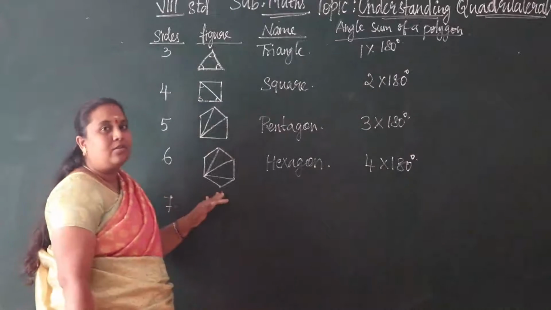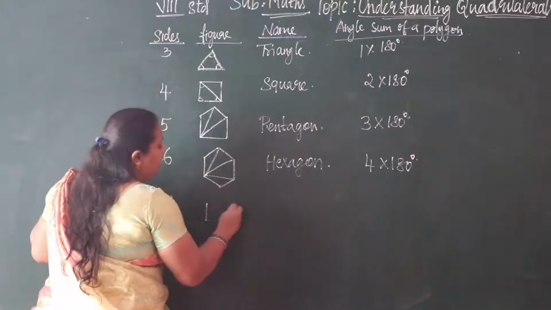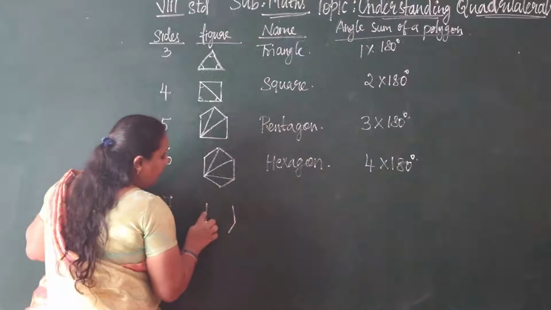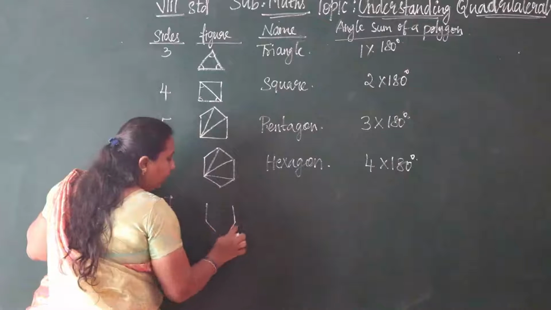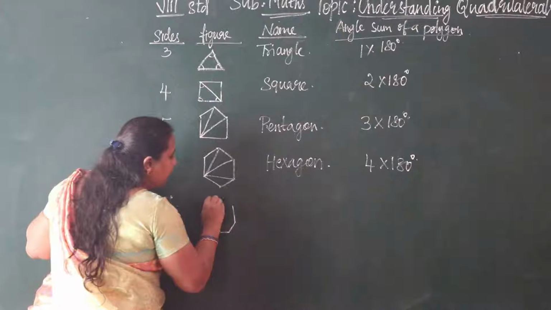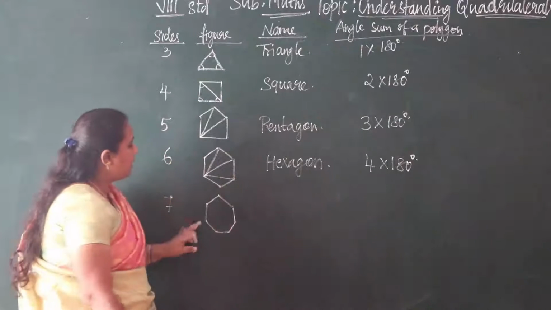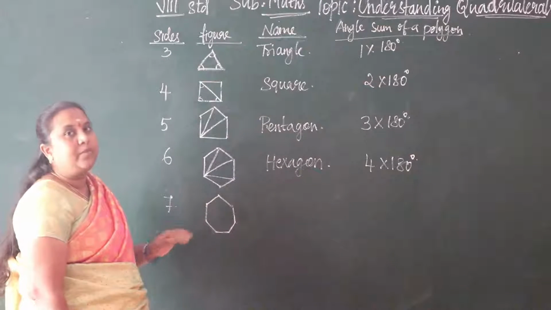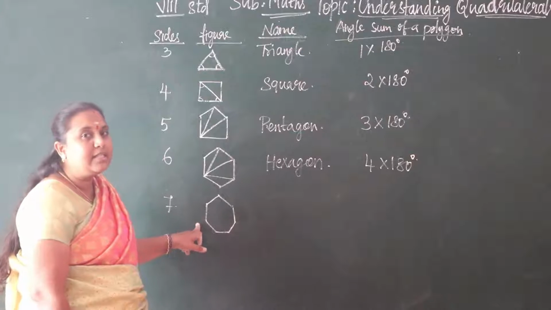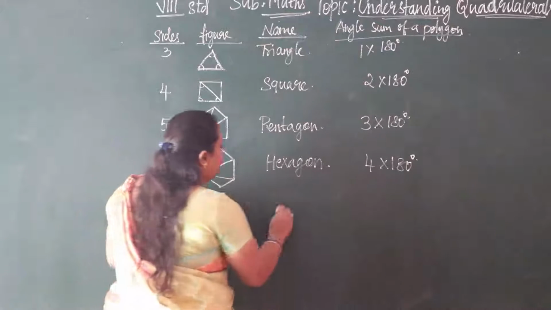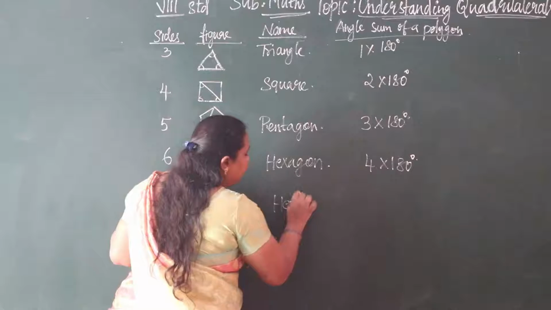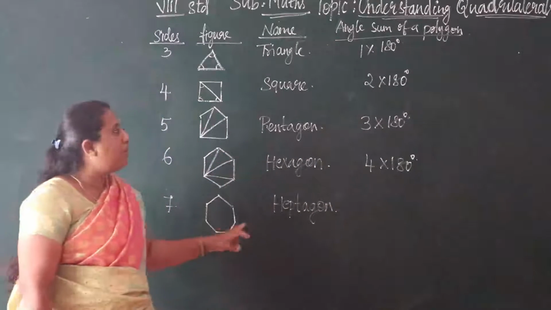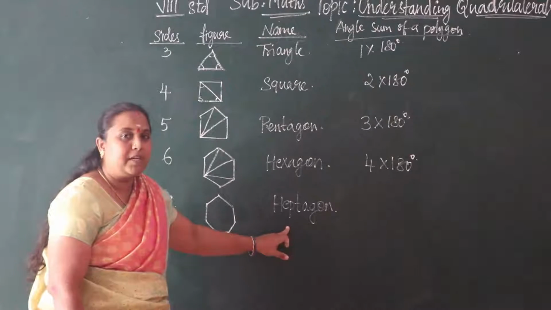Now the seven-sided polygon. Seven segments are there: 1, 2, 3, 4, 5, 6 and 7. The name of the seven-sided polygon is heptagon.